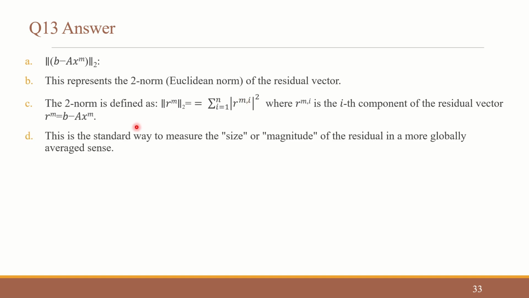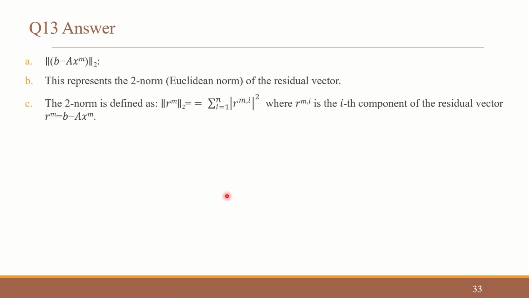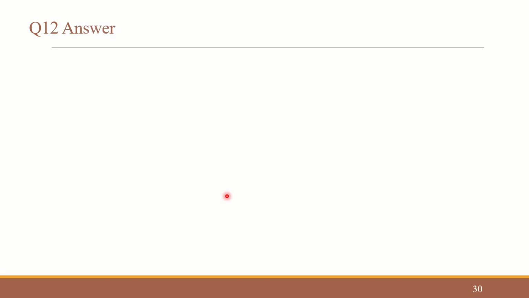So this is the standard way to measure the size or magnitude of the residual in a more globally average sense. Both the methods, that is the maximum norm and this particular norm, are valid ways to evaluate the norm of the residual after m iterations. Depending on the norm we are using, infinity norm or 2 norm, whichever we use, we can go with that.